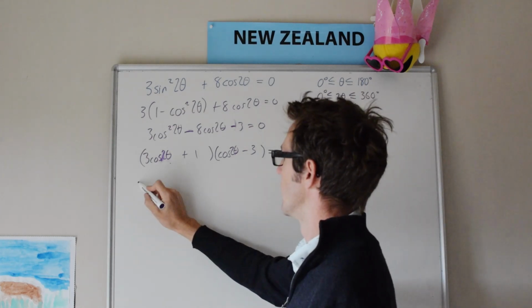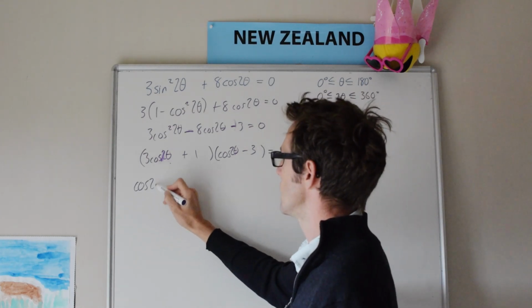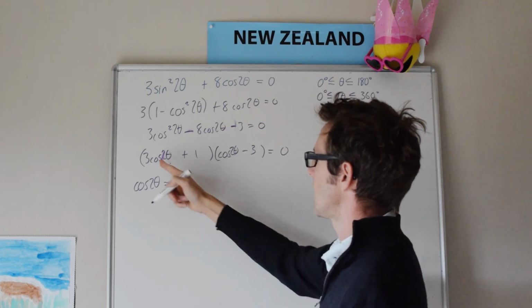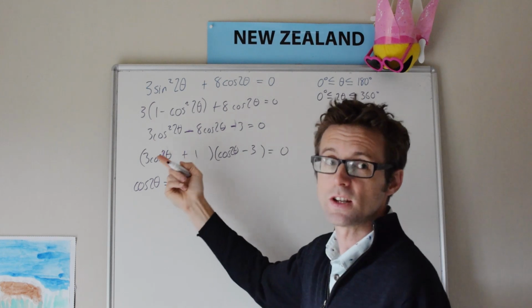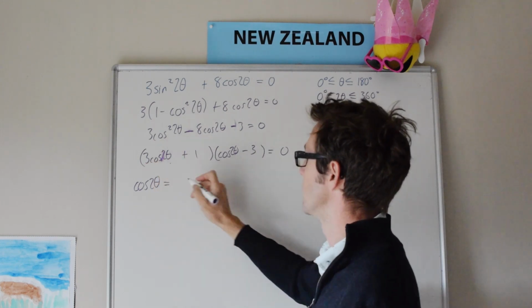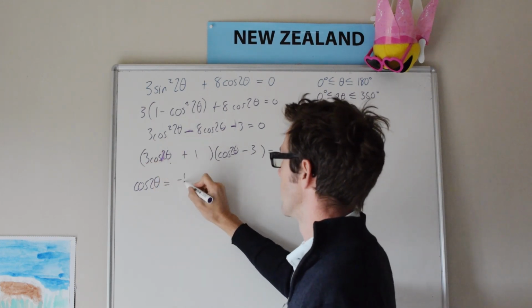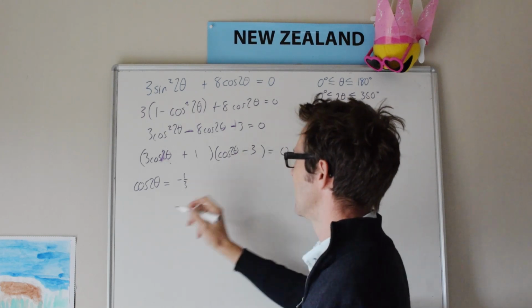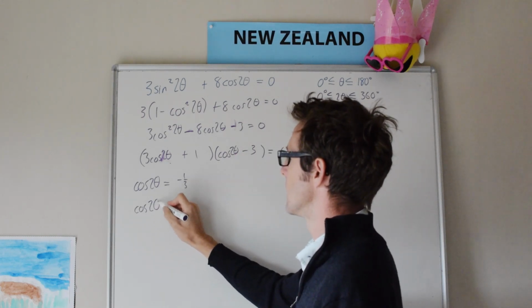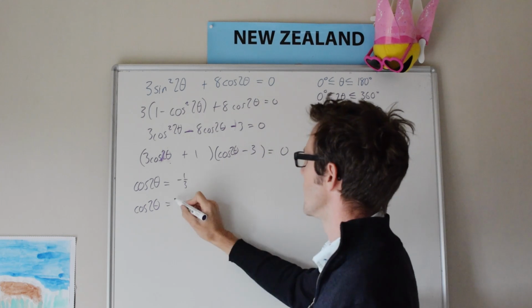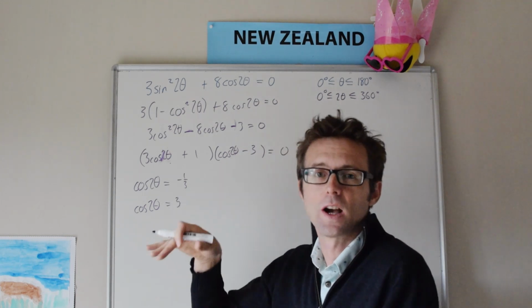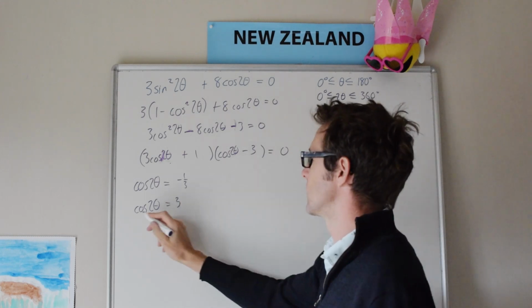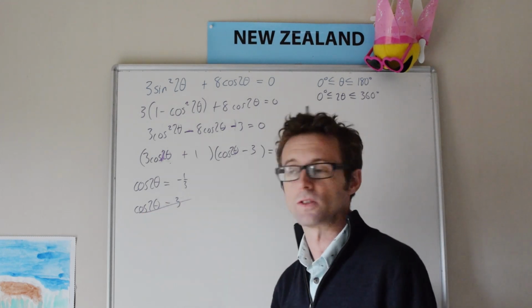We've got cosine 2 theta equals minus 1/3, since the whole bracket must be equal to 0 to cause this to be true. And here, cosine 2 theta must be equal to 3. But you know that that's undefined. Cosine theta is only defined between minus 1 and 1. So we're going to have no solutions for this.